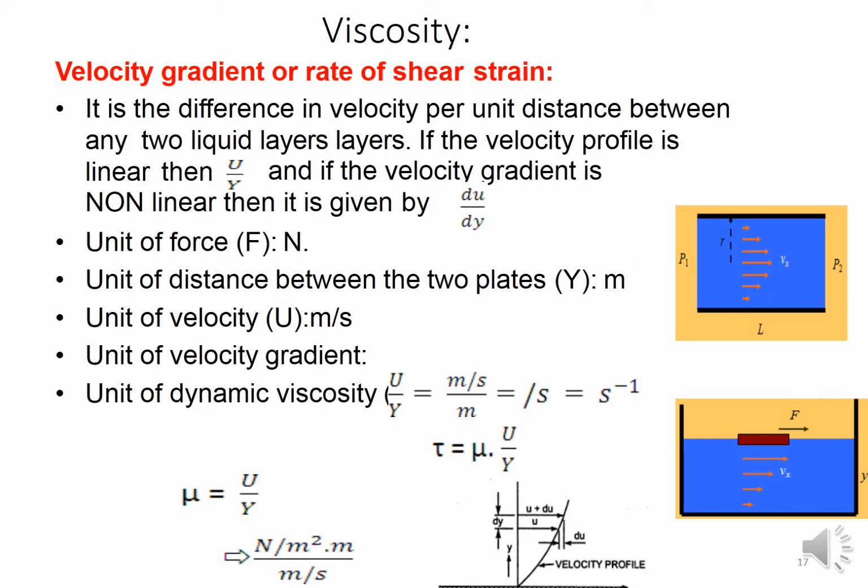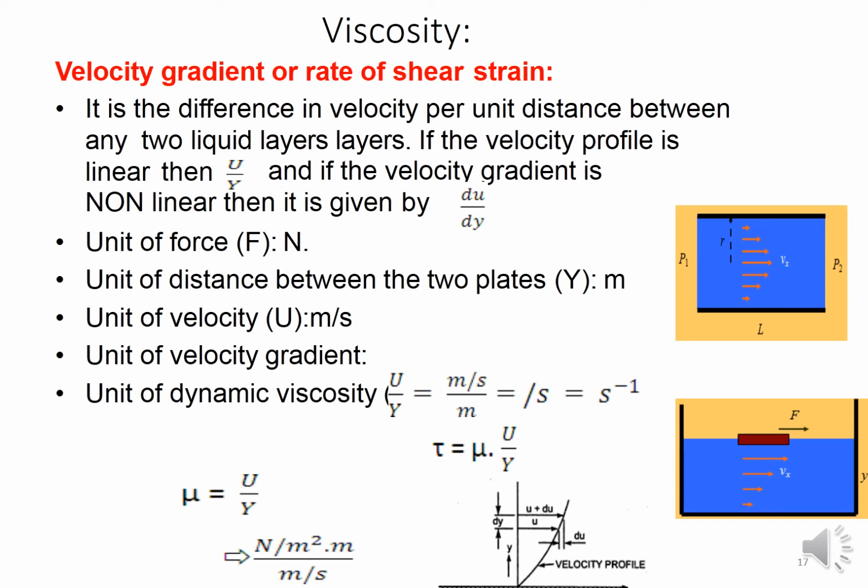So velocity gradient or rate of shear strain. When there is a shear stress, there is a shear strain. So here also the information is given. It is the difference of velocity per unit distance between any two liquid layers. At macro level we should go. So that was U by Y. If you just differentiate and make it for a single layer, you can use the equation du by dy.